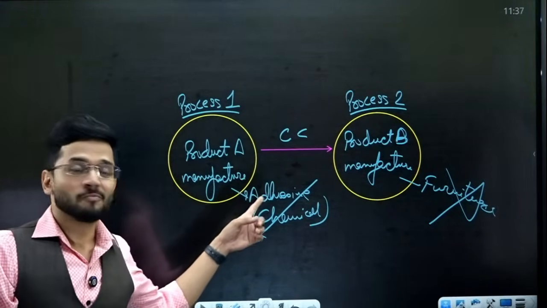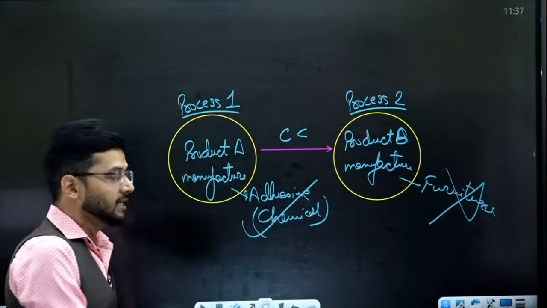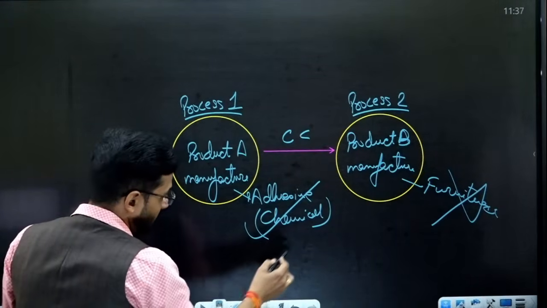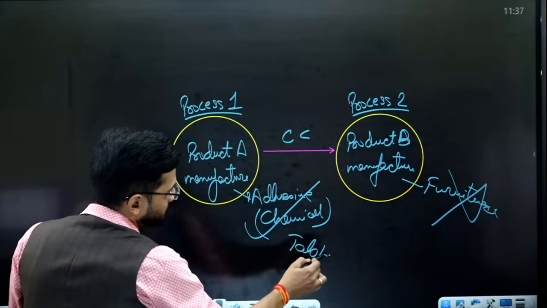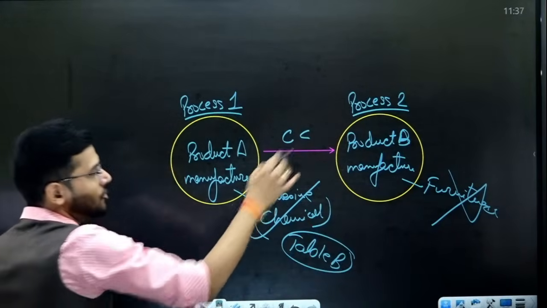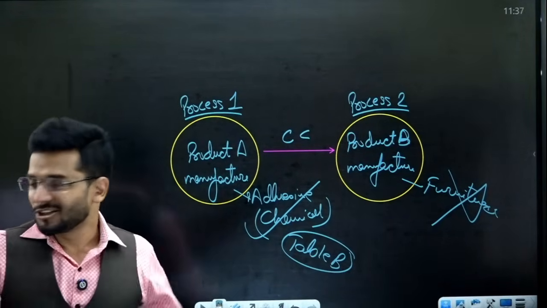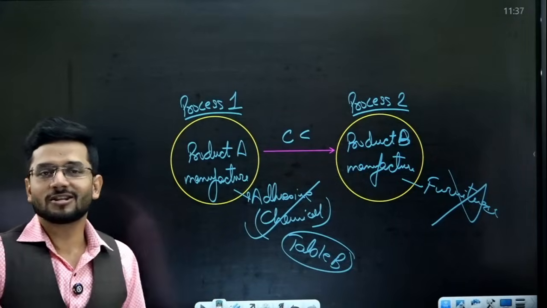We are producing adhesive also. Adhesive is covered under chemicals under table B. Furniture is not covered anywhere. Now this is the problem. Problem is that yes, furniture is not covered anywhere.